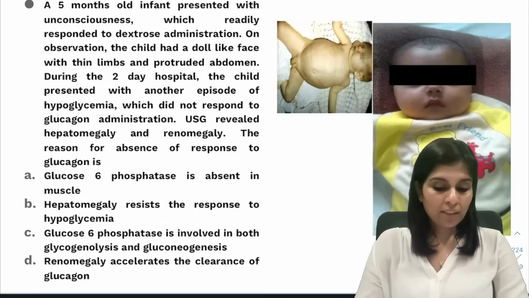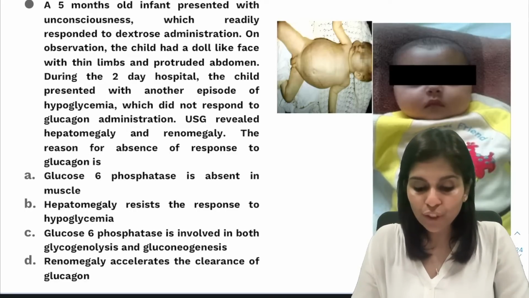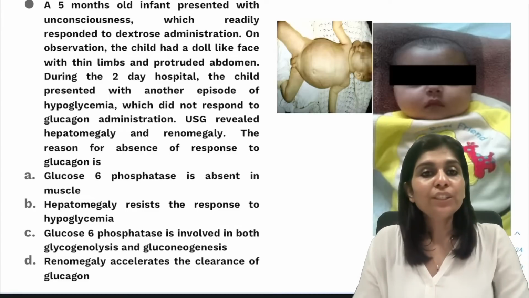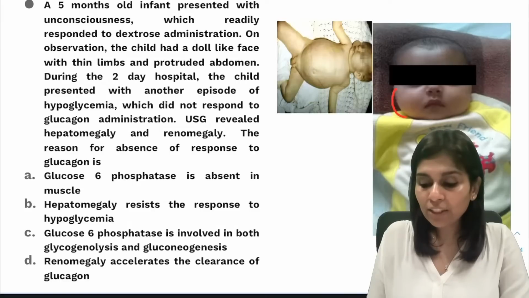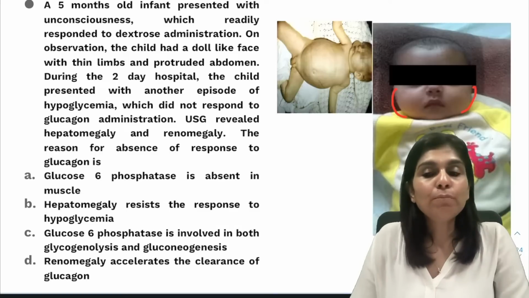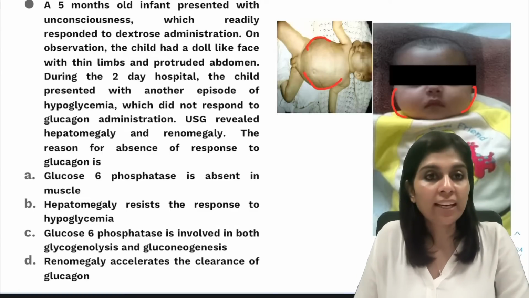A 5-month-old infant presented with unconsciousness which readily responded to dextrose administration. On observation, the child had a doll-like face. So doll-like face is nothing but chubby cheeks, with thin limbs and protruded abdomen. Do you see the protruded abdomen? That is because of organomegaly.